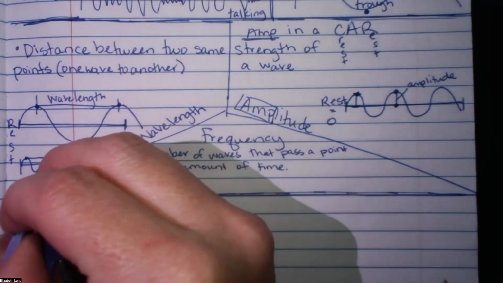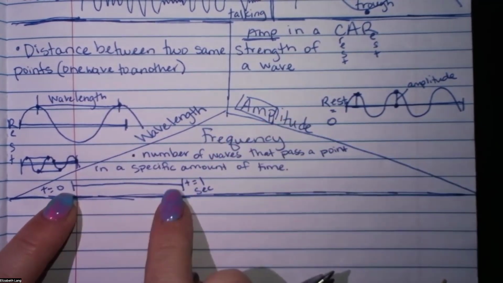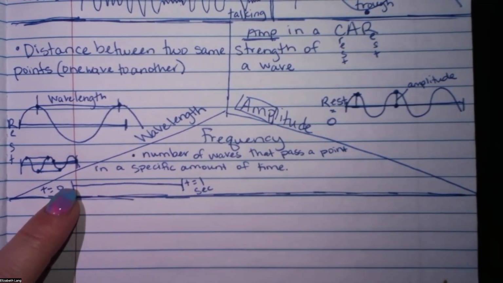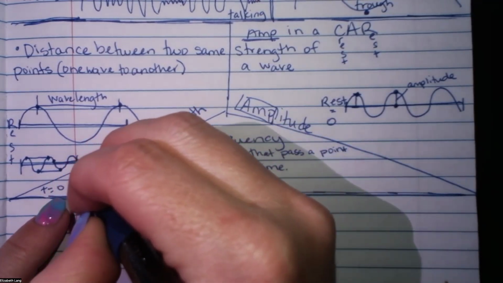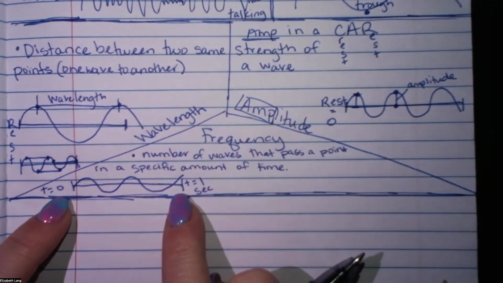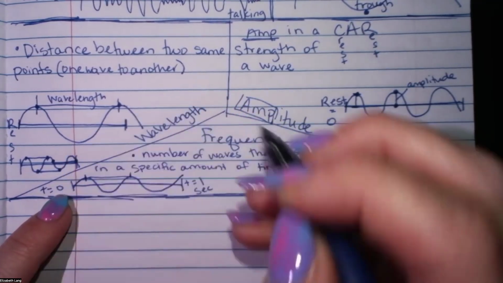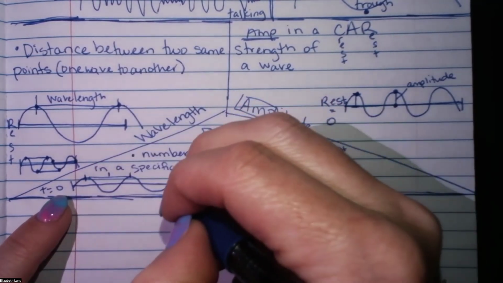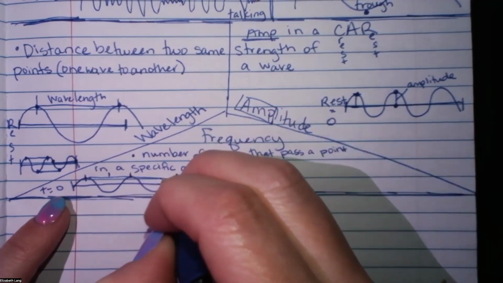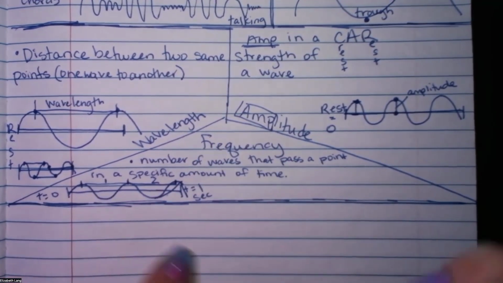Okay, this is time equals 0, and this is time equals 1 second. So let's just say that this amount of time on this x-axis is 0 to 1 second. So we're going to go crest, trough, and then we're going to end it here. So this frequency, 1 wave. Let's go ahead and do this. Let's put another crest in there. 2 waves. Okay, so there are 2 waves. The frequency here is 2 waves.